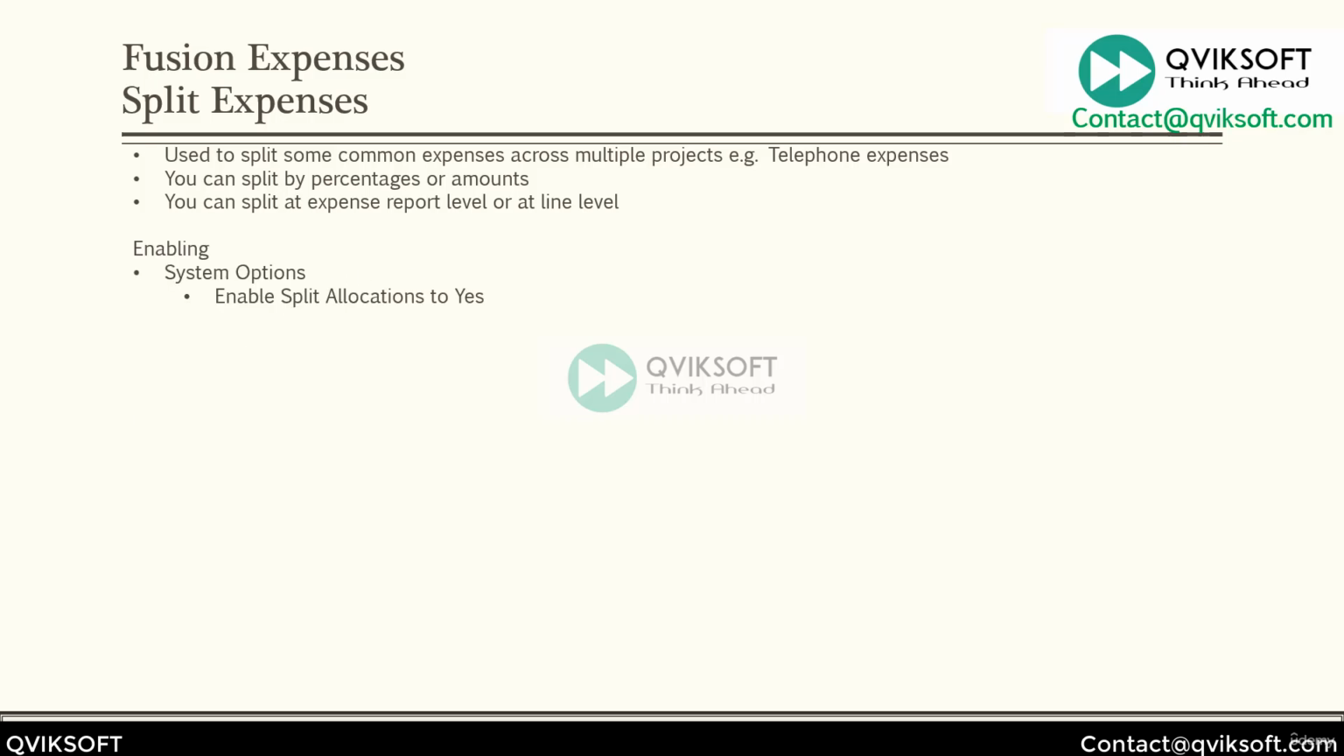Now when you talk about split expenses, the first thing you need to do is set enable split allocations to yes in system options. In our system options chapter, we have covered that. So you can just go to that section and enable split allocations. Once that is done, even if you try to go to the expense report, you will still not see it, because there are additional setups which you need to enable.